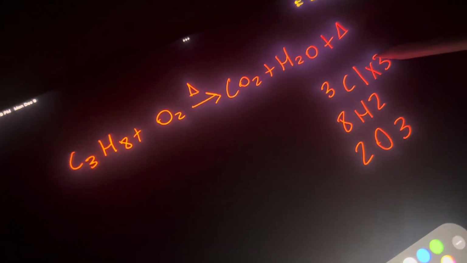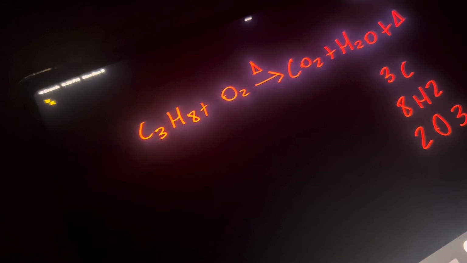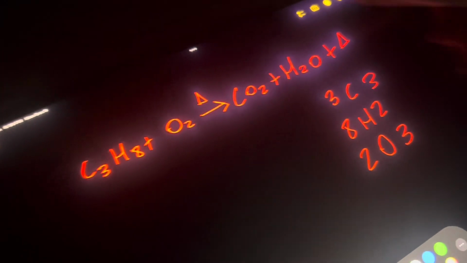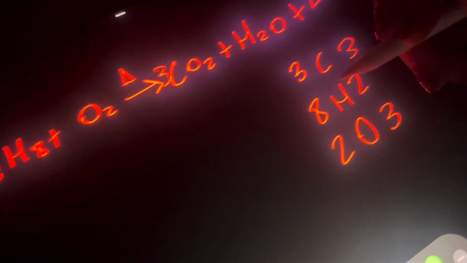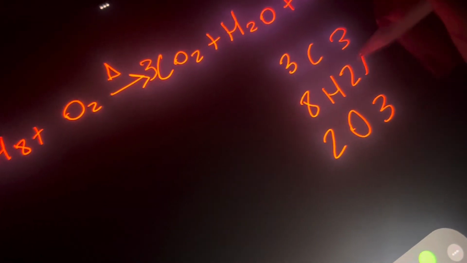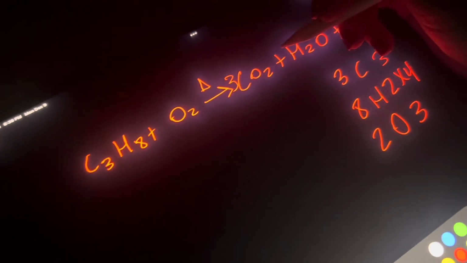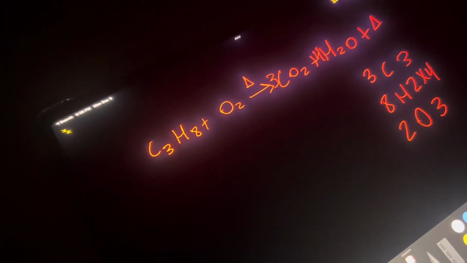So 3, that's going to get us a 3 right there. Multiply that by 1. I like to update as I go, so you're going to do that. Then for our hydrogen, we have to multiply by 4 in order to get to 8. So put a 4 right there. And then erase as you go, and update.